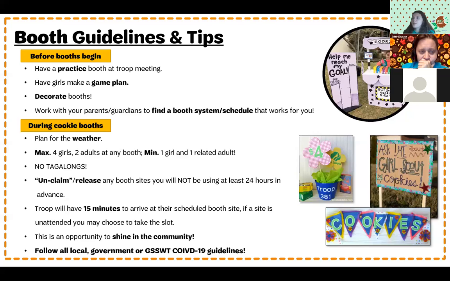Know that the max for any booth is 4 girls or 2 adults. And then a minimum of at least 1 girl and 1 related adult. So if you do want to keep your booths a little bit smaller this year and reduce it to 1 girl, you can definitely do a booth with 1 girl and then 1 related adult. So it will have to be her parent or guardian. Keep in mind, no tag-alongs are allowed at booths. Those are siblings or friends. So it should just be the girls who are working the booth and the required adults.